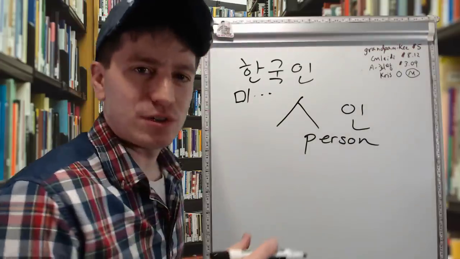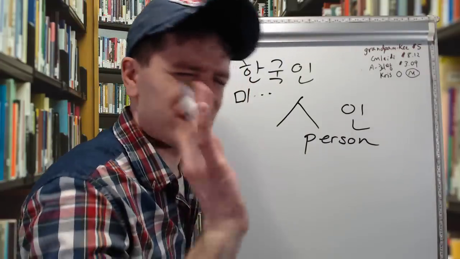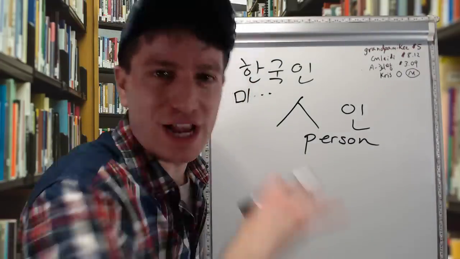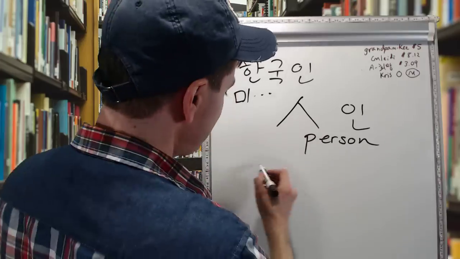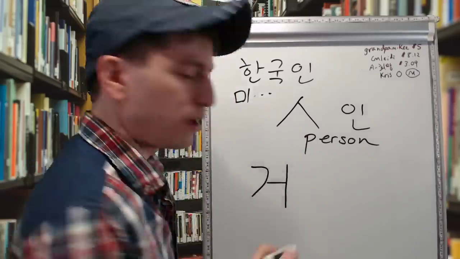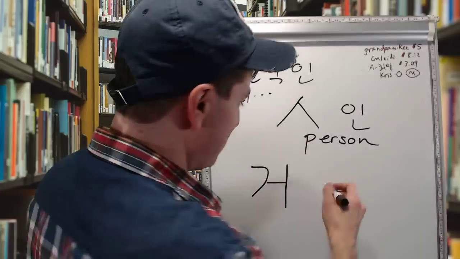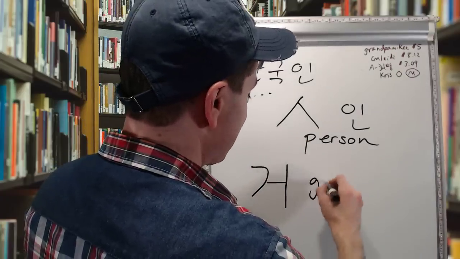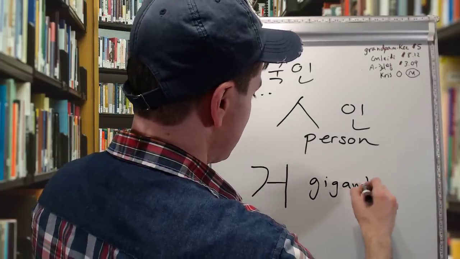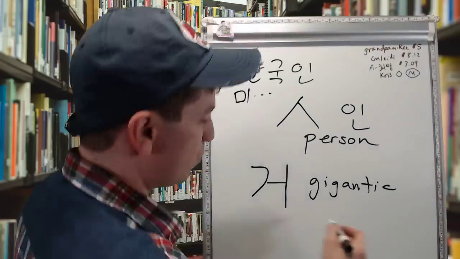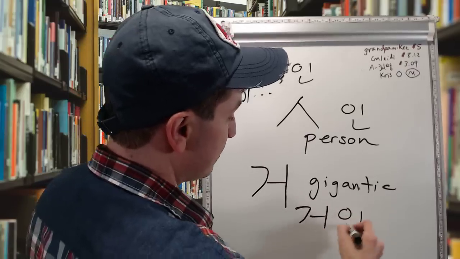If I tell you, without drawing the Chinese character, because I said you don't really need to know how to write all the Chinese characters in order to benefit, that 거 is a Chinese character, I'll just write 거, that means gigantic, not just large, but really big, then what do you think the word 거인 would mean?